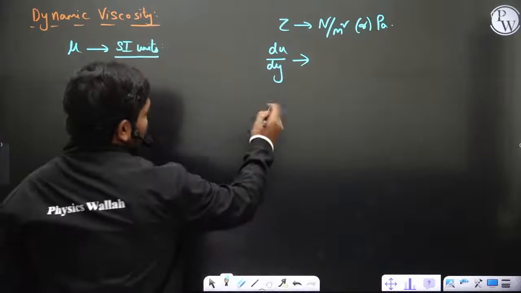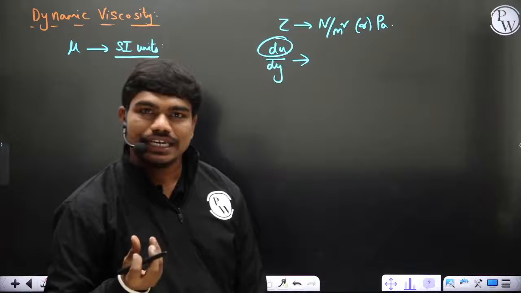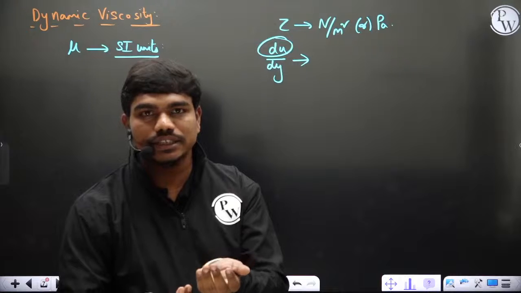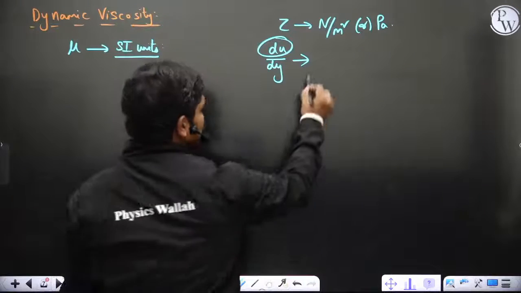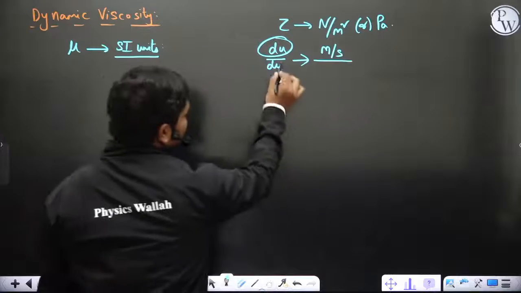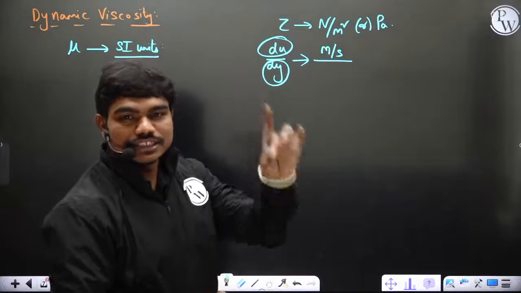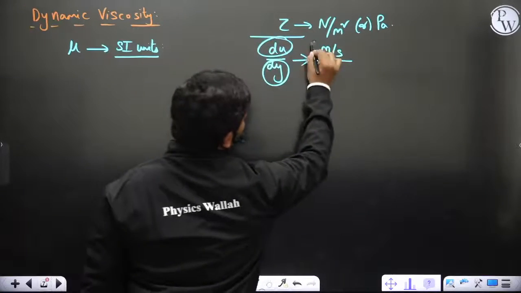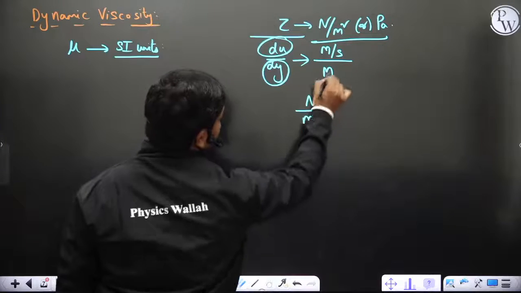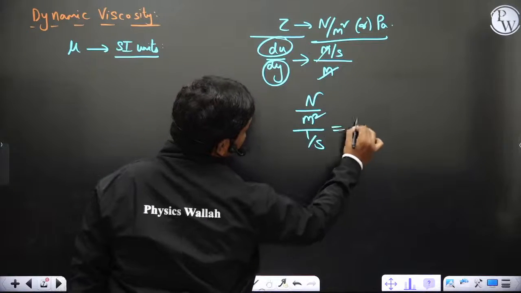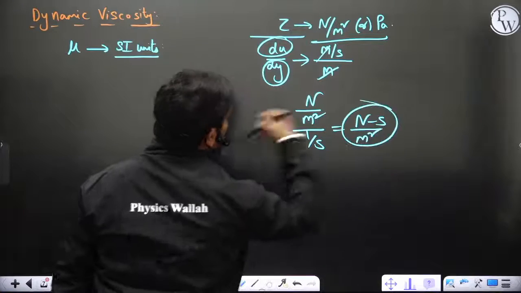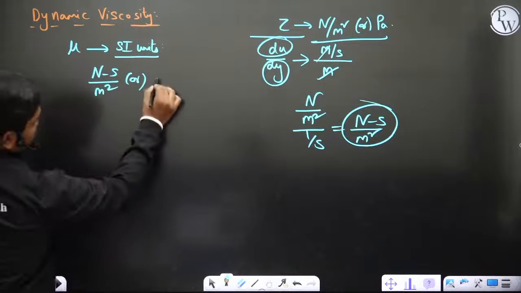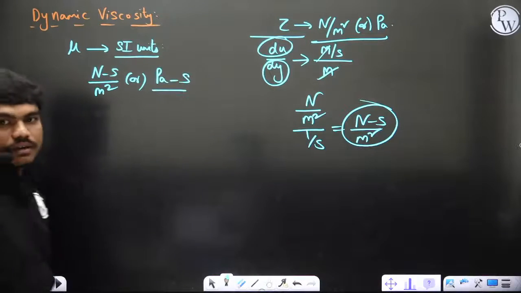Now du by dy is the change in velocity, and velocity has the same dimensions. So it has units of meters per second divided by dy. Dy is the change in distance, so it has units of meter. So mu is tau by du by dy, Newton per meter square by 1 by second, which gives Newton second per meter square as the units. Newton per meter square can also be written as pascals, so pascal second.